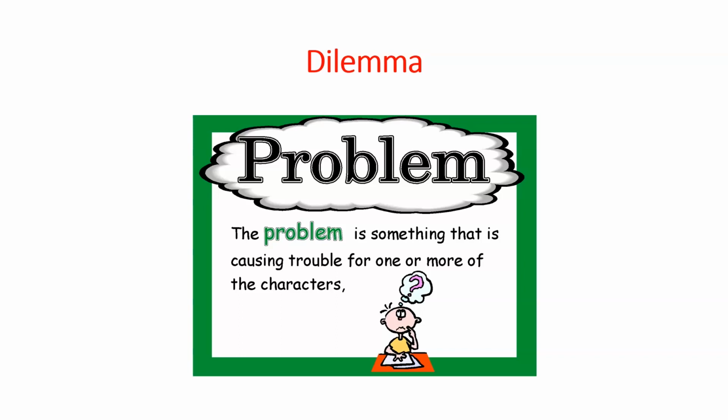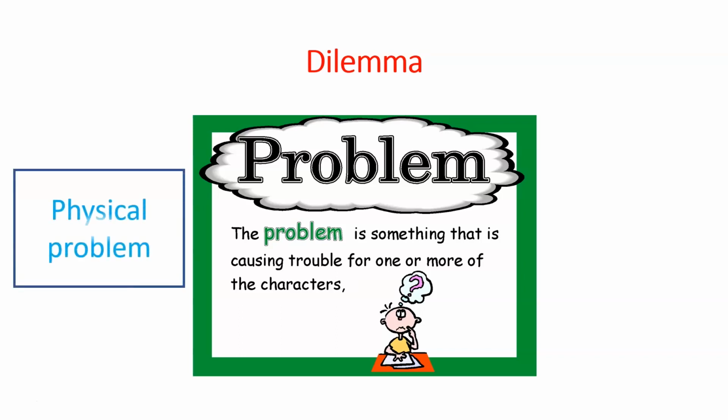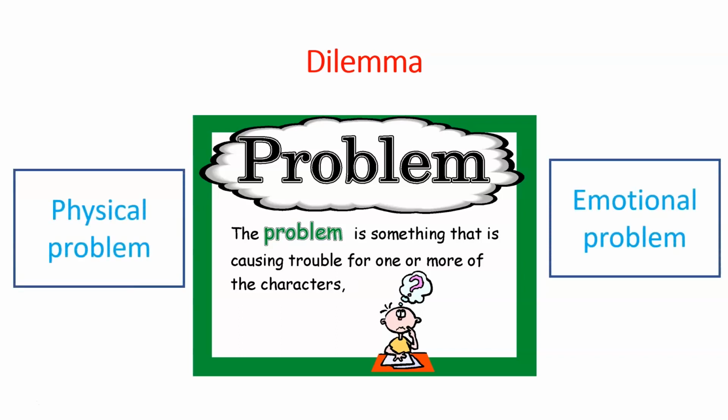Next, I want to go on to the dilemma. Your dilemma, as you know, is related to the problem. It could be one and the same thing, or it could be something that causes the problem, or vice versa, where the problem causes a dilemma in the text. Now remember, your problem could be a physical problem, or it could be an emotional problem. When a character is going through some sort of emotional upset or turmoil or some sort of disturbed state of mind, that would be emotional, and that could be a dilemma when you're thinking and you don't know what to do, right?